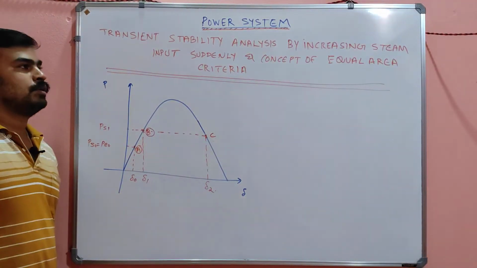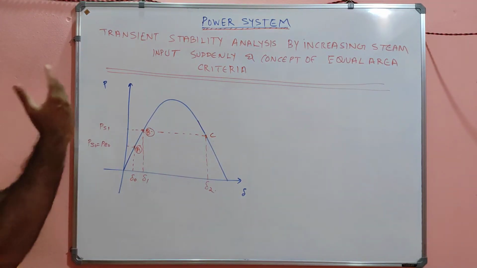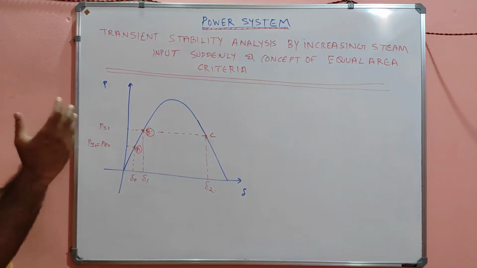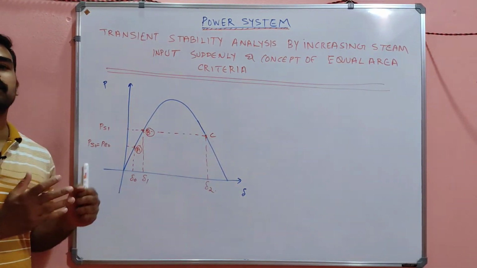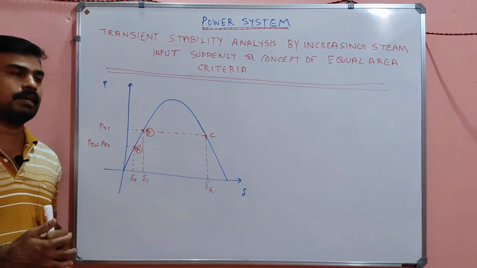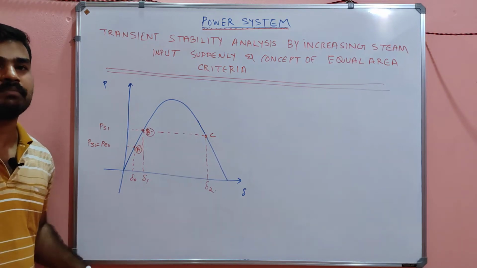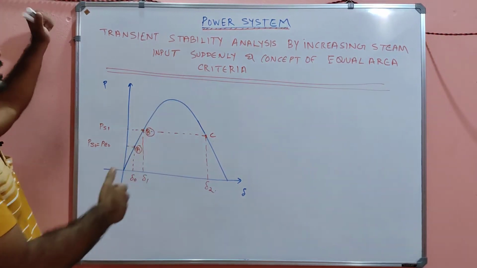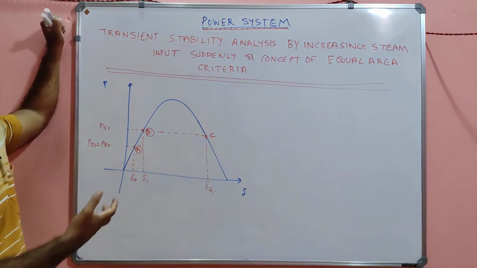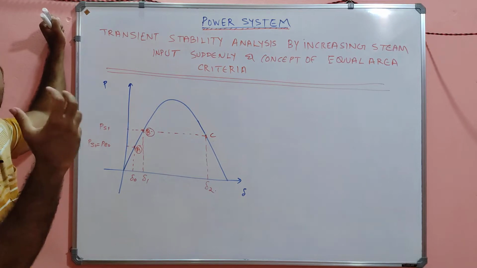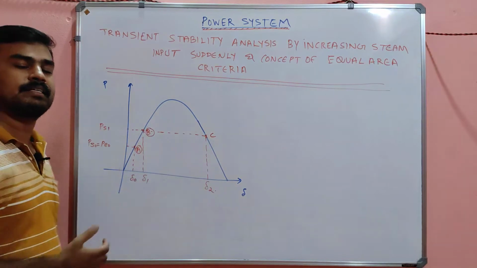Hello my dears. So we are going to discuss the transient stability analysis by increasing steam input suddenly, and the concept of equal area criteria. In the last classes we discussed a hint of what is meant by equal area criteria. Now we are giving a change in input, increasing the steam input so that we are increasing the mechanical power, and see what happens to the rotor angle, and how we can apply the equal area criteria there.